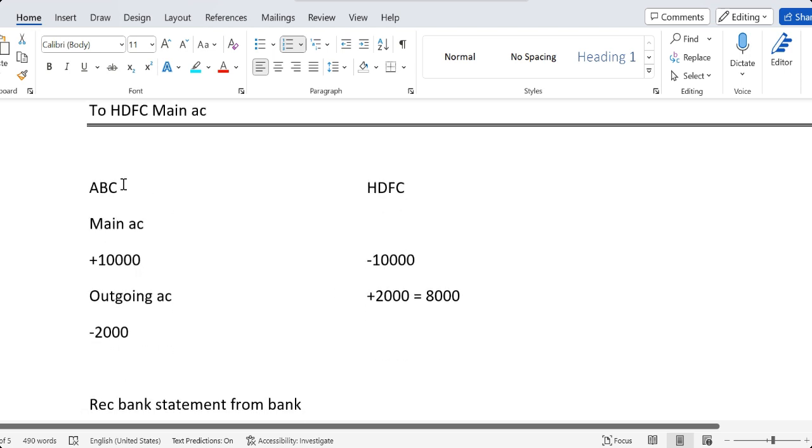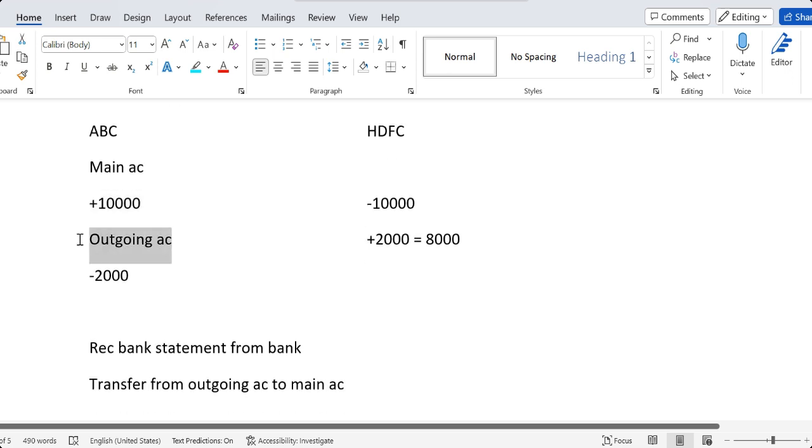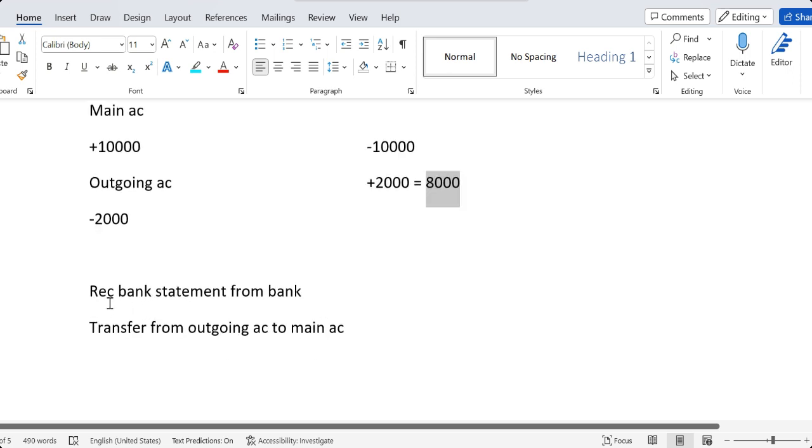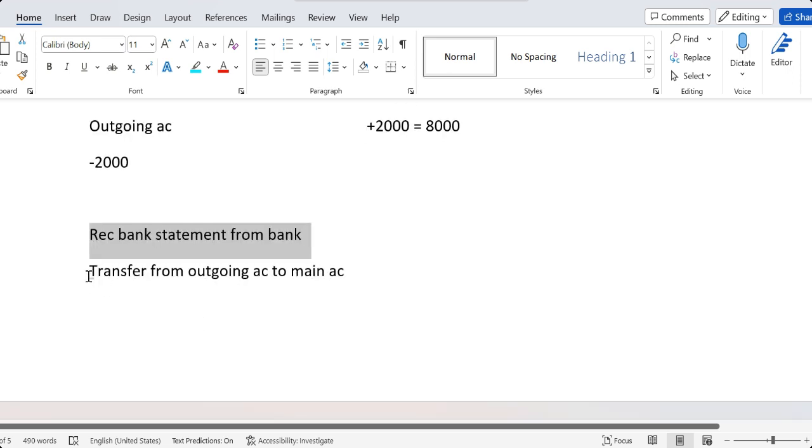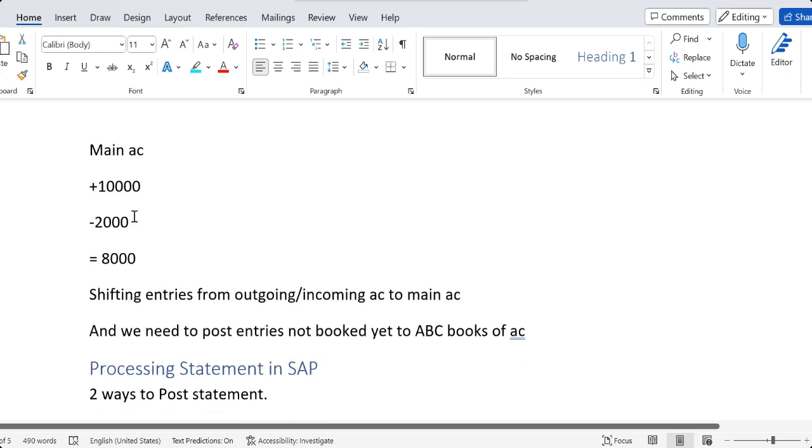So see here, this is the ABC books of account. This is SDFC. I've just deposited 10,000, and now I booked in the outgoing account 2,000, and now SDFC also paid the vendor, and now this is a liability. Liability for SDFC is now 8,000, right? So I am going to receive a bank statement from the bank, and then as we have discussed, I will transfer this outgoing to the main account.